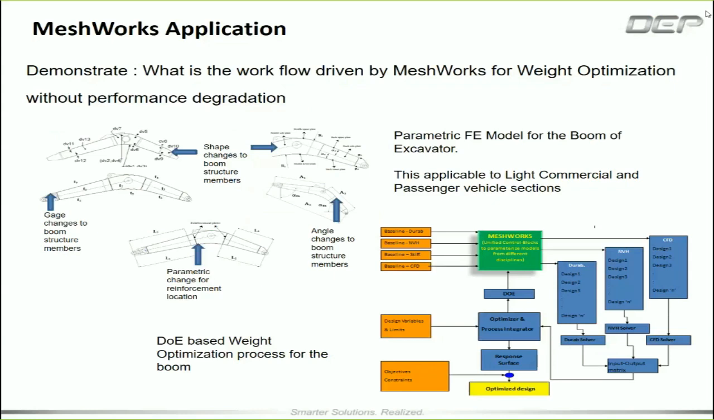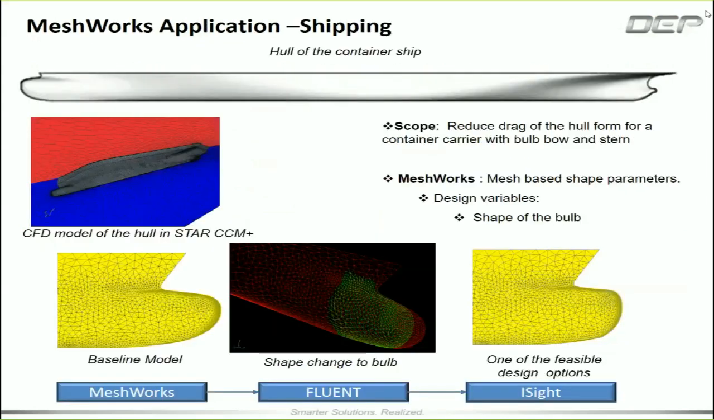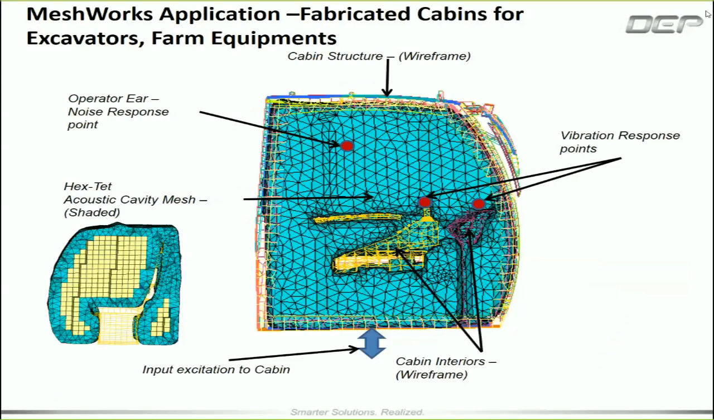So you can link with any of the optimization softwares like Morphing, iSight, and VisualDoc. With this approach, you can generate n number of designs by using a DOE approach, and you can generate your optimized design.